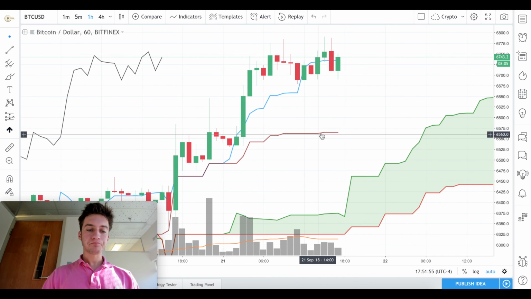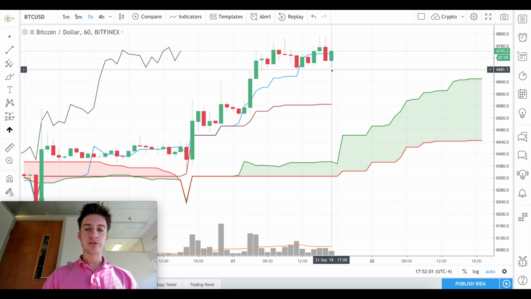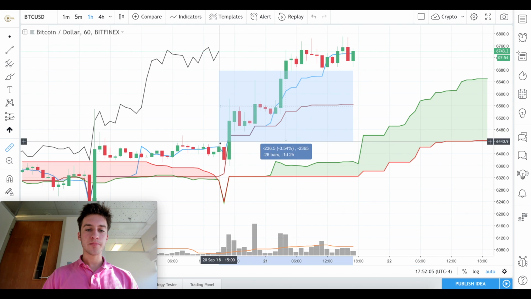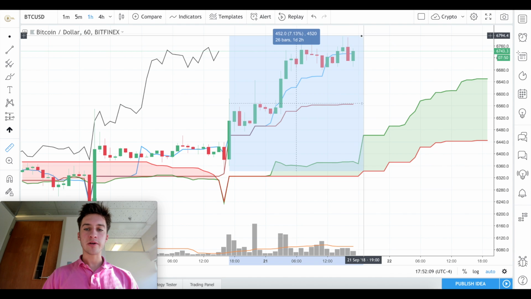Now, the second line we have is known as the baseline. The baseline is the midpoint of the last 26 bars. So if we go back 26 bars this time, that's going to be back to here. The very low was there, the very high was here, and that is the midpoint.